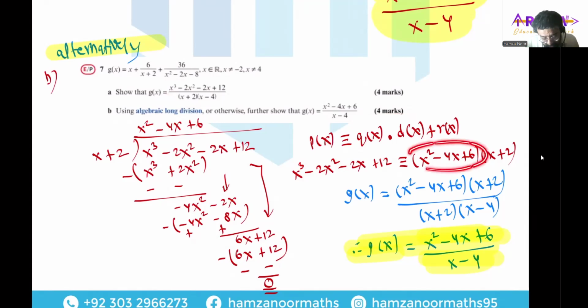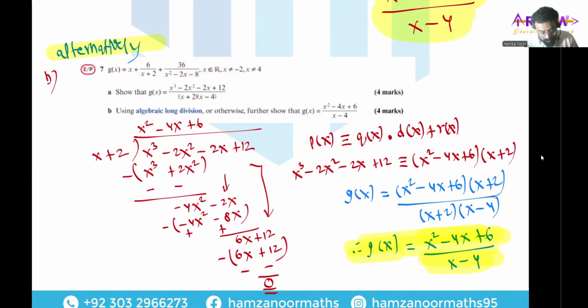So x square minus 4x plus 6 is multiplied with x plus 2. Now this means that I can rewrite my gx function in this form, that in place of this cubic polynomial in the numerator, I can write it as a product of a linear polynomial and a quadratic polynomial. I have written the cubic polynomial in the form of linear multiplied by quadratic.